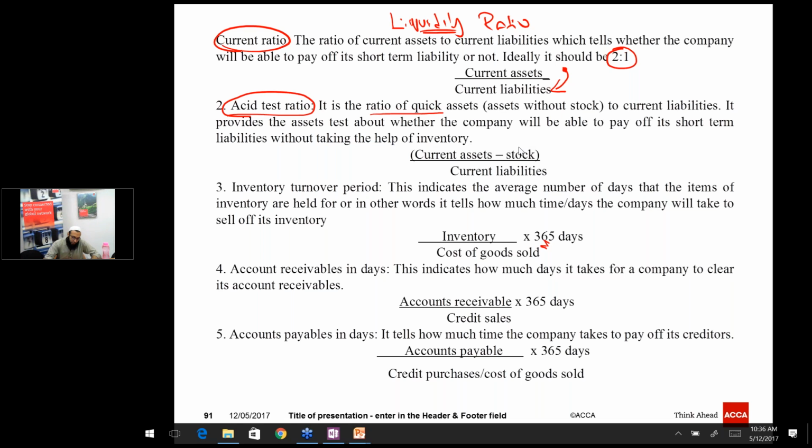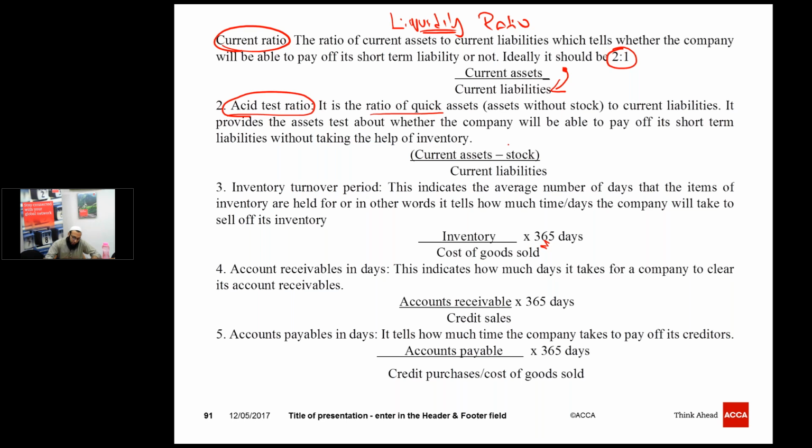This ratio deducts the stock. This ratio removes the stock from current assets. And after removing the stock from current assets, it says how many current assets other than stock the company has to pay off its liabilities. Basically this is used for companies where inventory is slow moving. Wherever inventory is slow moving, you can use the acid test ratio, because in that case you cannot rely on your stock. Got it, guys?